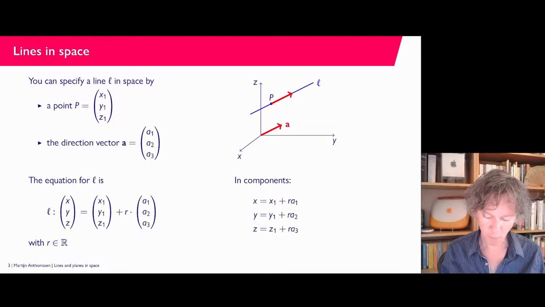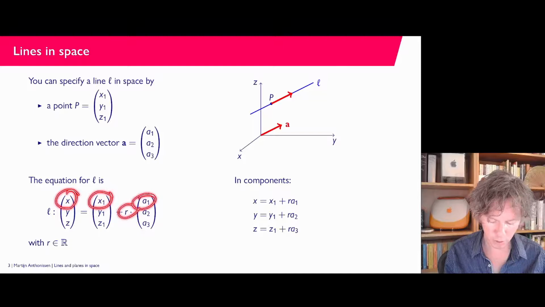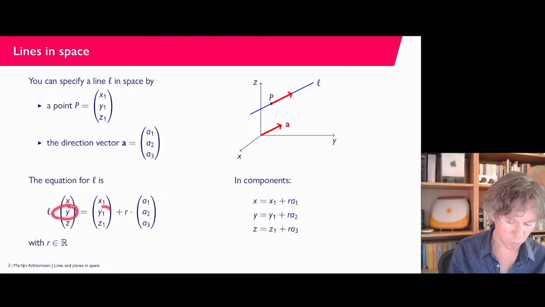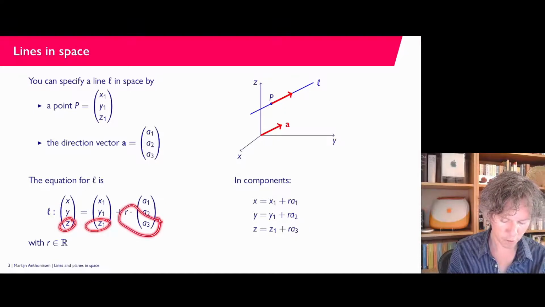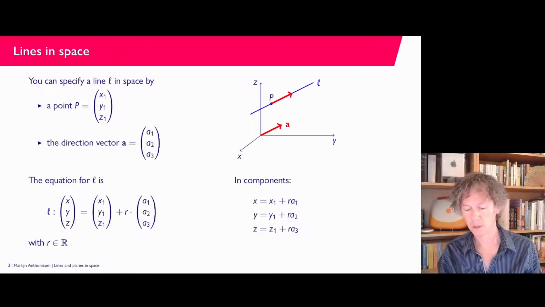Now I can also write it in components. So if you read off, we find that x equals x1 plus r times a1. So that's what it says here. Then for the y component, we have y1 plus r times a2. And the z component is z1 plus r times a3. So that is a line in space.